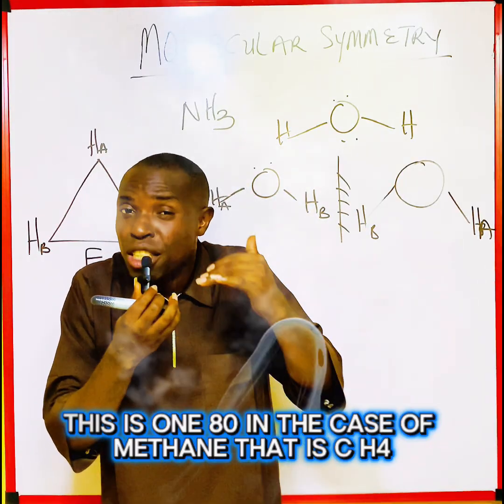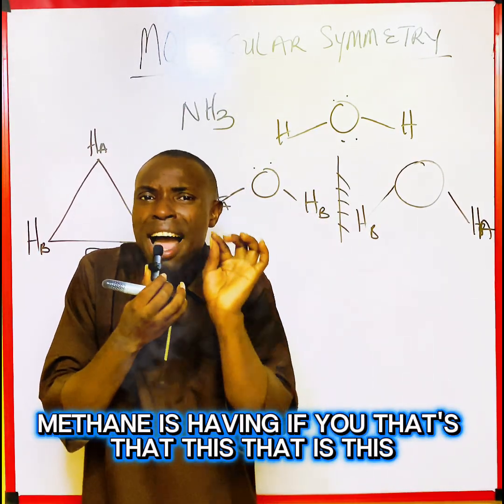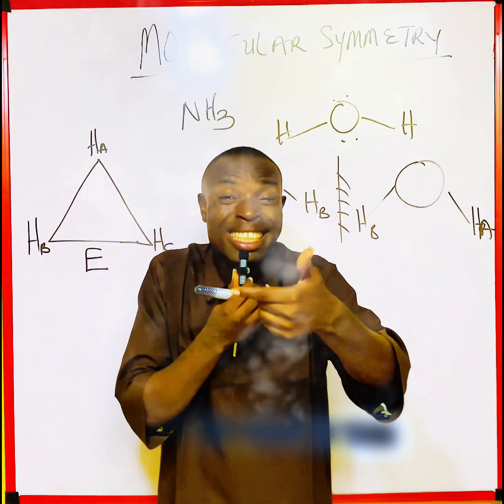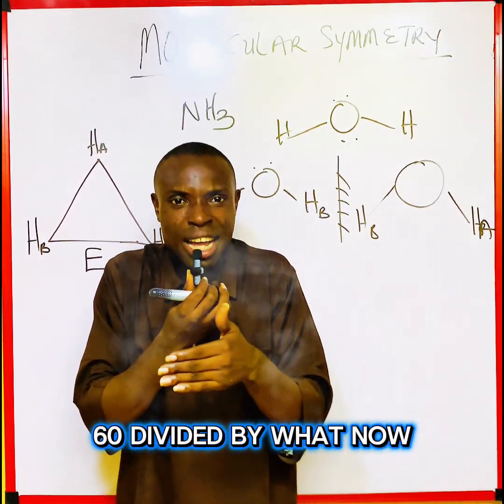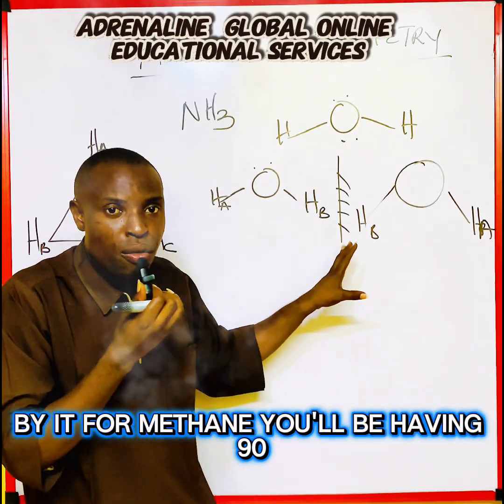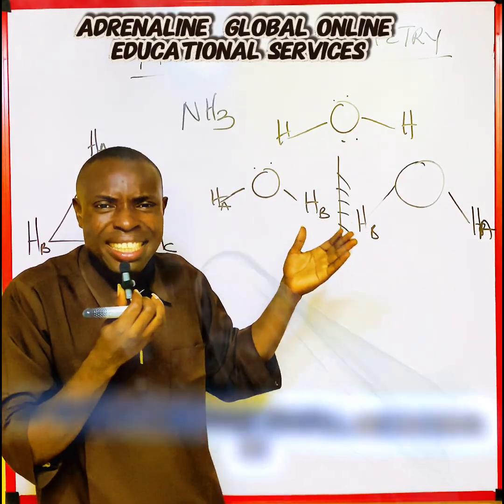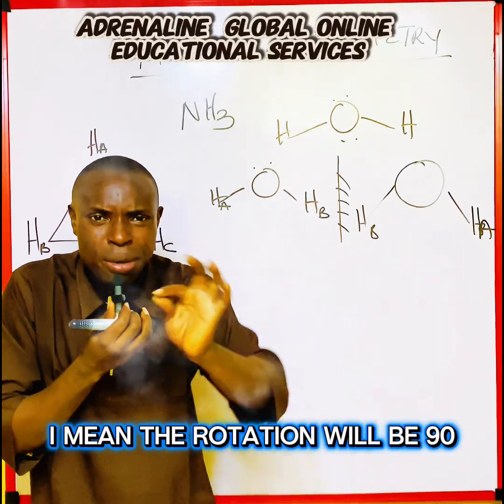In the case of methane, that is CH4, this is how it is done. 360 divided by what now? By it. For methane, you'll be having 90, meaning the rotation will be 90.